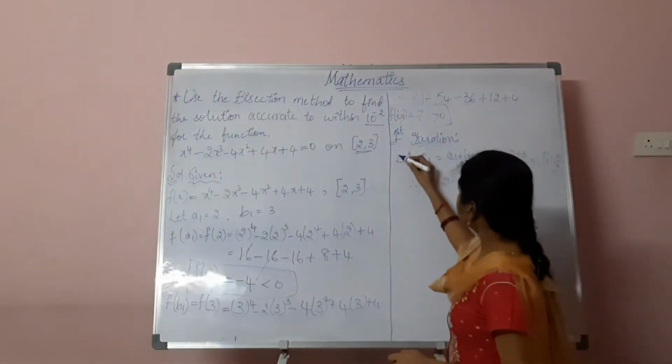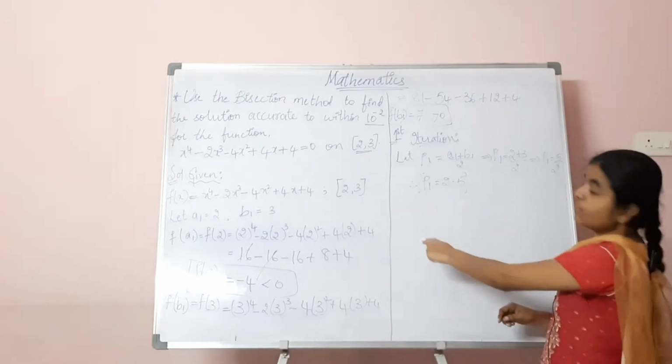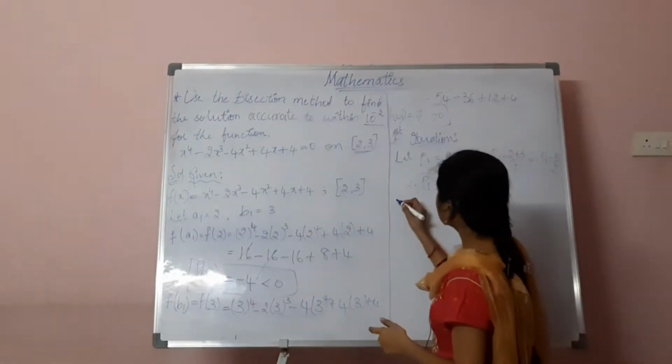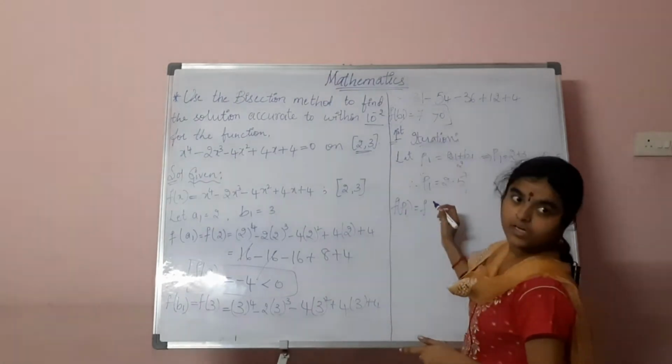Now we have to substitute this P1, whatever we got, in the given equation. So now we take f of P1 equals f of 2.5.